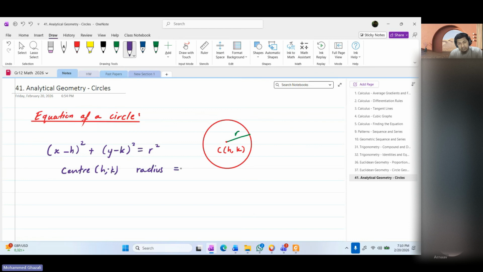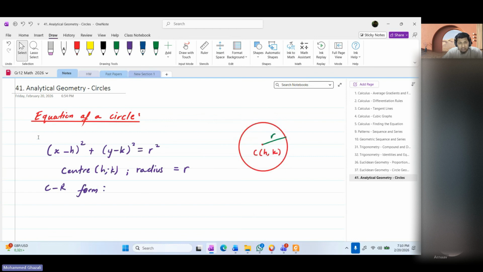Now remember, for the radius, you always have to go and find the square root. So the square root of r squared is basically r. And this is called the center radius form. This is called the CR form. Right, so the equation of the circle in CR form is given by this. Now remember, (h, k) is basically a coordinate. When you study analytical geometry, we have to put these in the coordinate plane, rectangular coordinate plane, which is x and y.